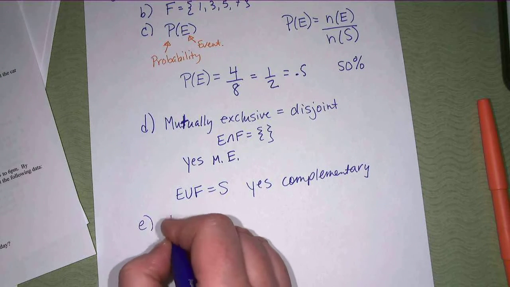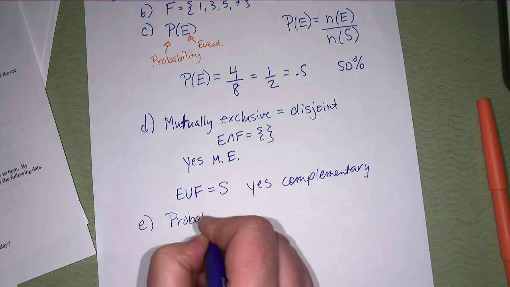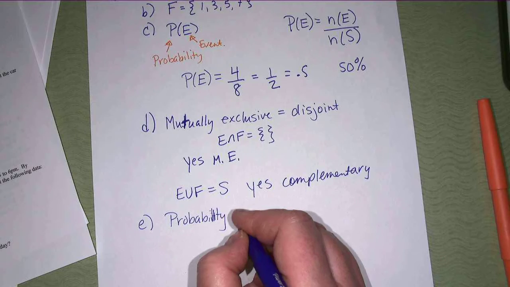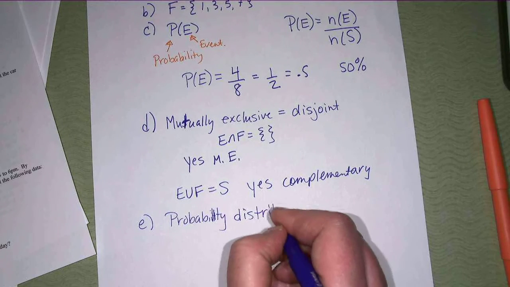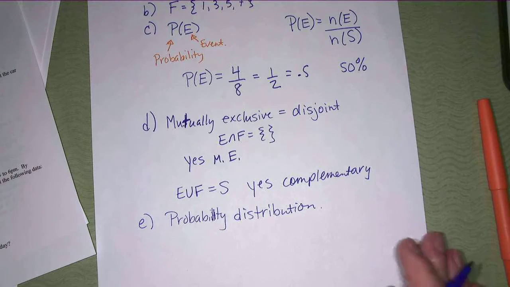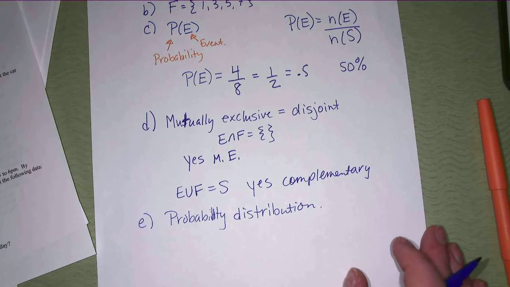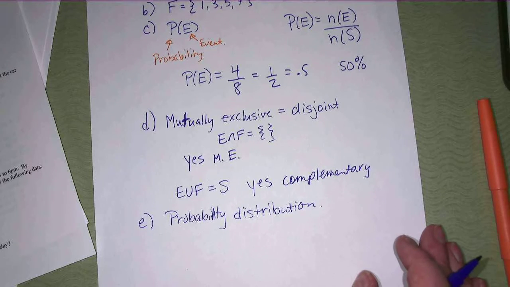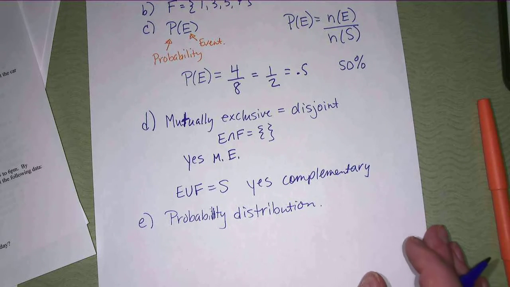E, determine a probability distribution. So that's a table, and it basically shows all the possible events and what the probability is. In this one, they'll all be the same, 1 in 8. There's a 1 in 8 chance that you roll a 1. There's a 1 out of 8 chance that you roll a 2, right? But other things, it may not be even. So there's some that are equally likely. That means you have the same chance of rolling a 1 as you do a 3. But in other experiments, it might not be equally likely.